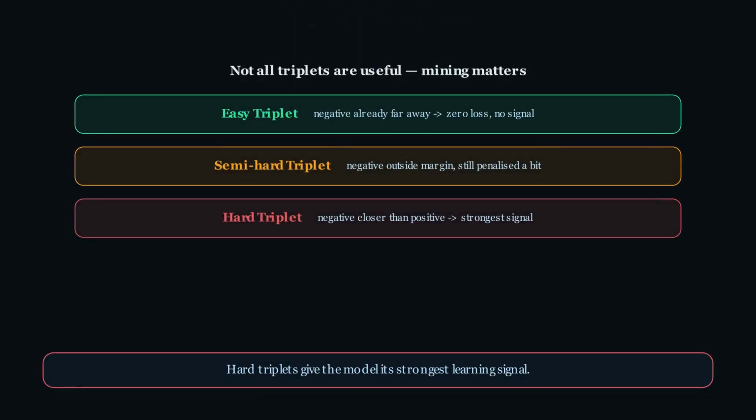Random triplets are almost always easy. The negative is naturally far away, producing zero loss and teaching the model nothing. Semi-hard triplets sit just inside the margin. But hard triplets, where the negative is actually closer than the positive, give the strongest, most useful training signal.